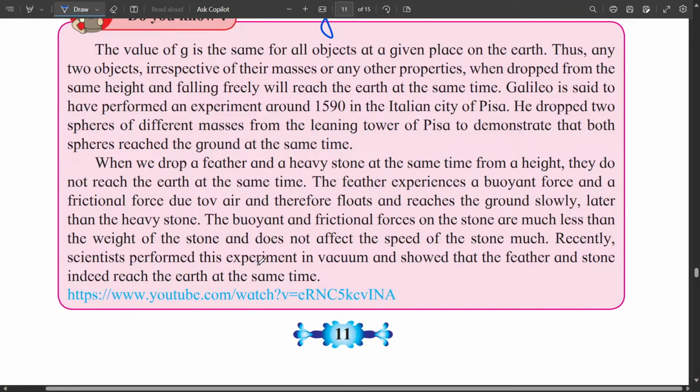But when we drop a feather and a heavy stone simultaneously, we see that the stone reaches the earth first and the feather takes more time to fall. But that is because of the air friction and the buoyant force of air. If we drop the two objects simultaneously in vacuum, then they will reach the earth exactly at the same time.